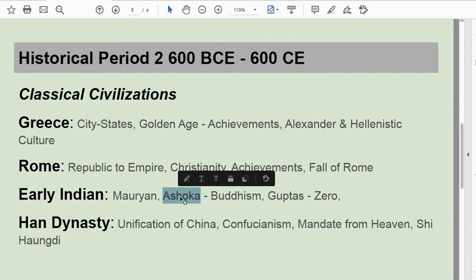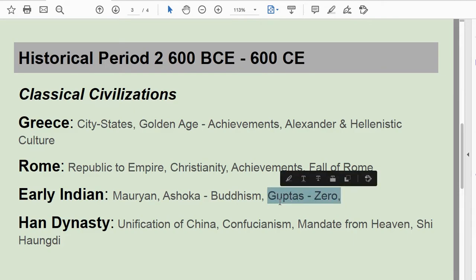And at his command, he just completely flip-flopped. And we'll see how Buddhism will go from India throughout the rest of Asia and so forth. A little bit later on, we'll take a look at the Guptas, and ultimately they are responsible for the mathematical formula of zero. So you need to know zero about the Guptas.